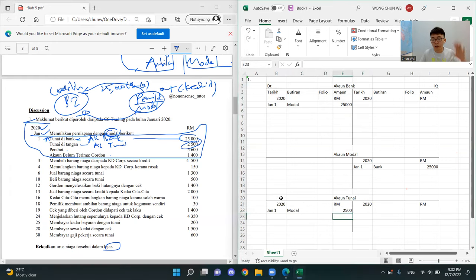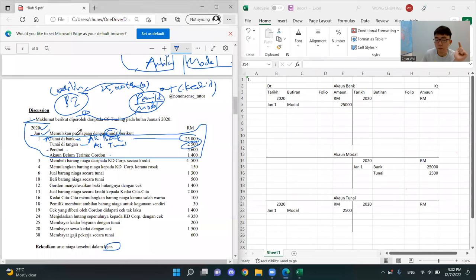Okay. So when now I already debited my account tonight, I must credit another account. What is that account? What do you write in the Butiran? Modal. Therefore, I go to my account modal here and I credit it to where? To tonight. Write back the title here, tonight. And it is 2,500. If okay, give me okay in the chat box. Okay, so let's continue.